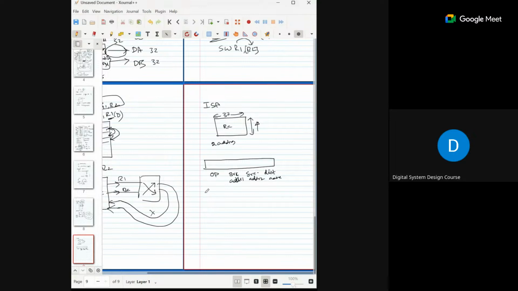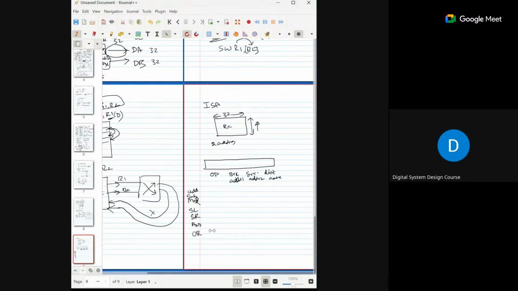And I can compute the following operations: either addition, subtraction, multiplication, shift left, shift right, then AND operation, OR operation. That's it. Only this set number of operations. Only a very simple computing unit that I can perform. There is no other option.